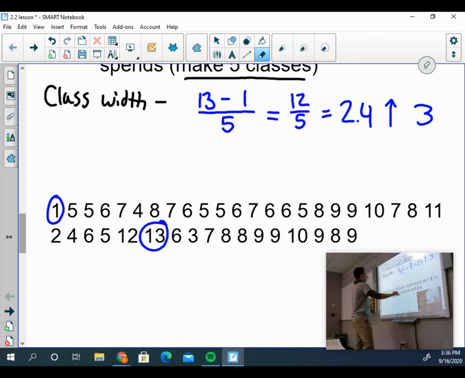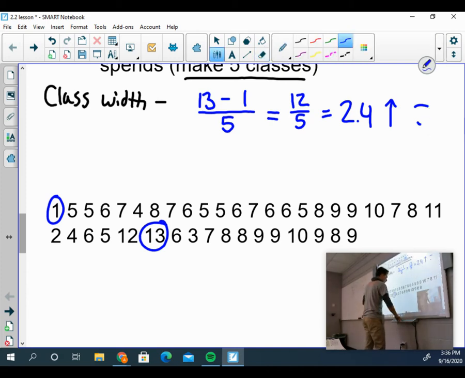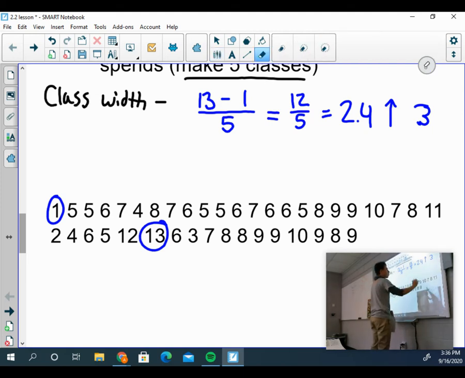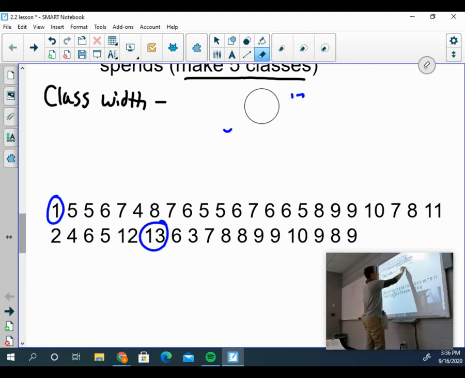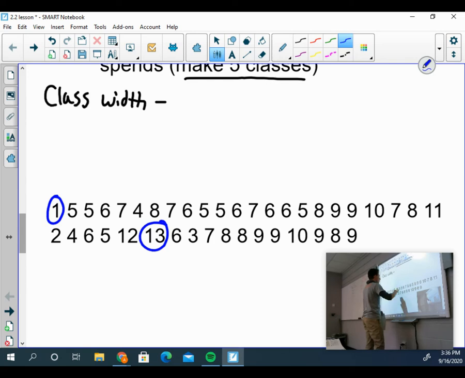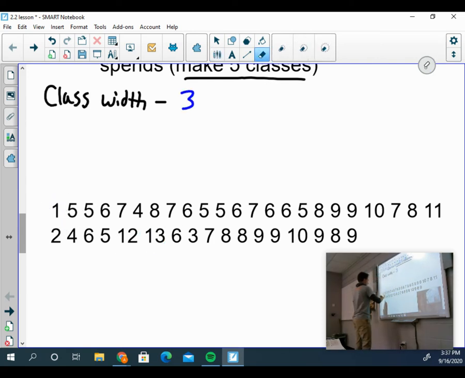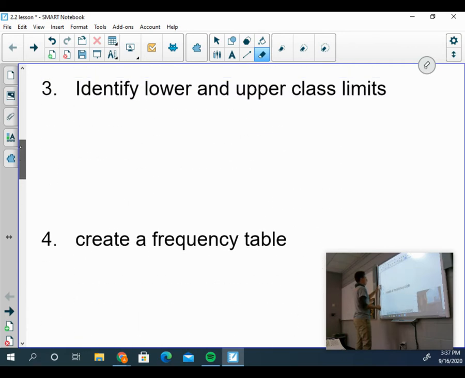Again, how did I get there? Largest data value minus smallest divided by the number of classes. I rounded up and I got 3. Okay, so again, pause this and write down what I have. I'm going to erase my work for saving space purposes. But our class width for our example will be 3. Okay, so let's move on to the next step.